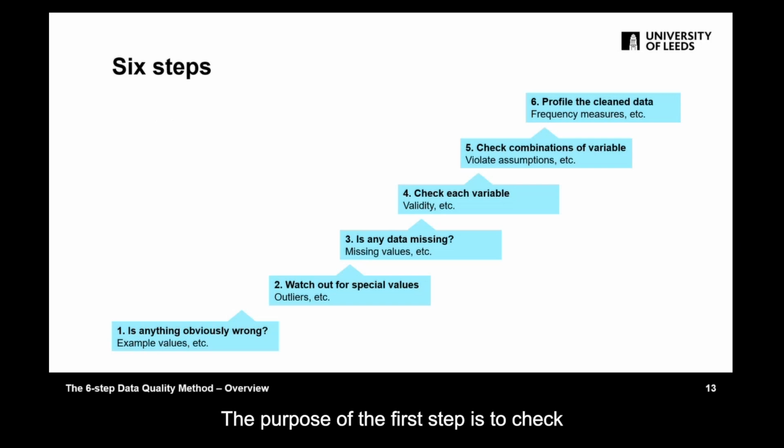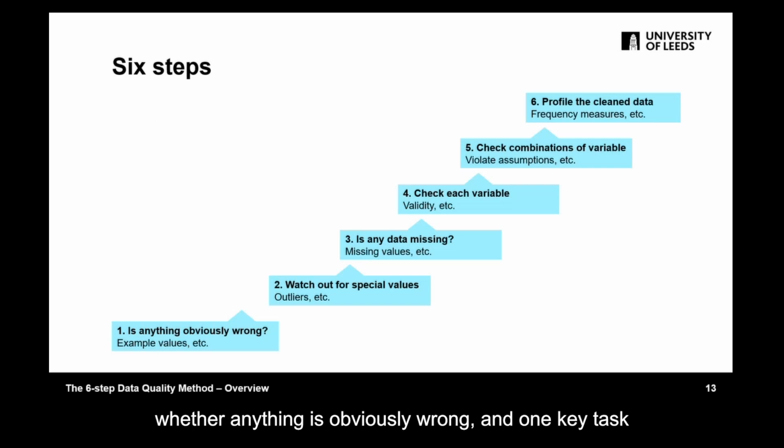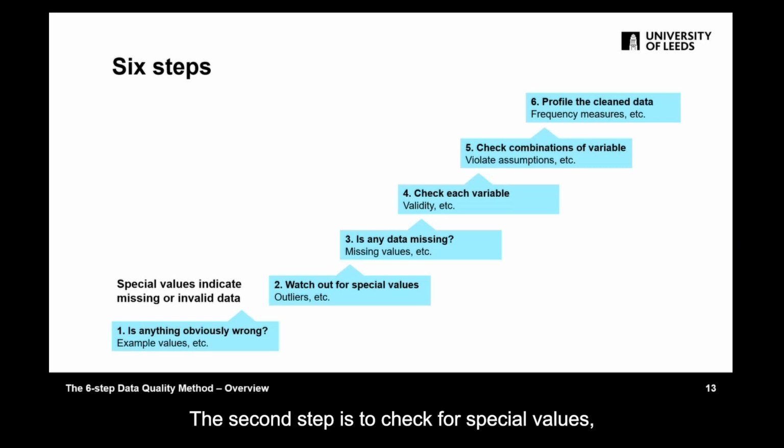The purpose of the first step is to check whether anything is obviously wrong, and one key task is to look at example values of each of the variables. The second step is to check for special values, which have been coded to indicate the data is known to be missing, invalid, and so forth, and to deal with them, for example, by setting them to null.